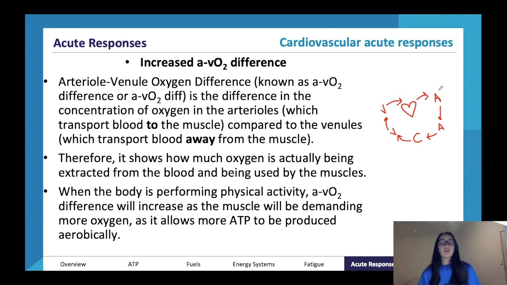Okay, so oxygenated blood leaves your heart and enters arteries and arterioles. It then goes up to the capillaries. From the capillaries, it is diffused into the working muscles. So the oxygen from that blood enters the working muscles. At the working muscles, the oxygen is extracted, and carbon dioxide is swapped in. The carbon dioxide and oxygen swap places. So oxygen leaves here and enters the muscles, carbon dioxide enters the veins and venules and then goes back to the heart. Okay?